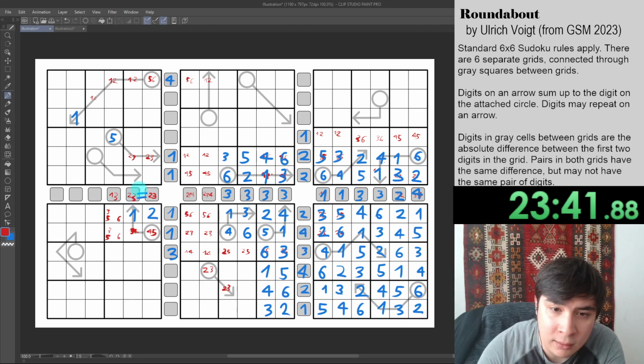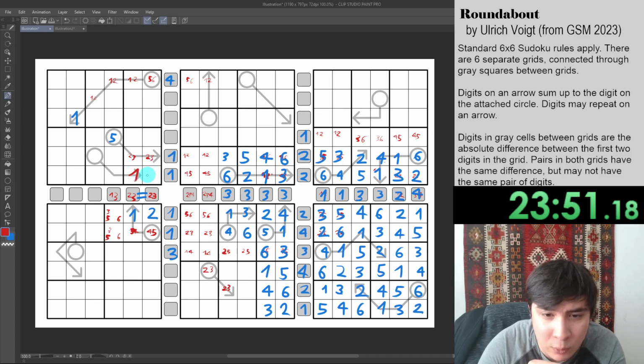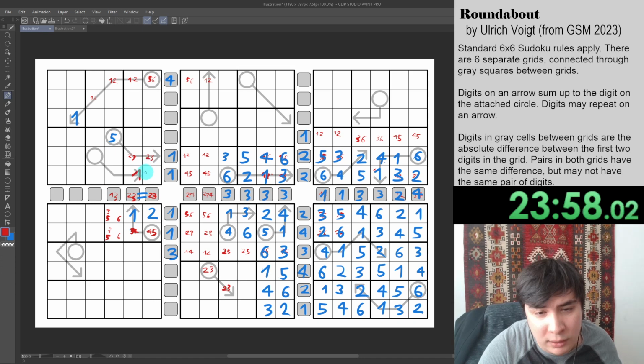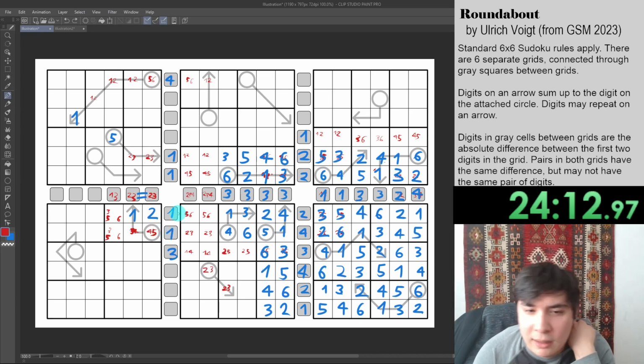So what I'm thinking here is we can't have a 1 in either of these cells because, no, I mean, we can't have a 1 here, obviously. A 1 here paired with a 3, I guess that could still be fine. Oh, wait, yeah, never mind.